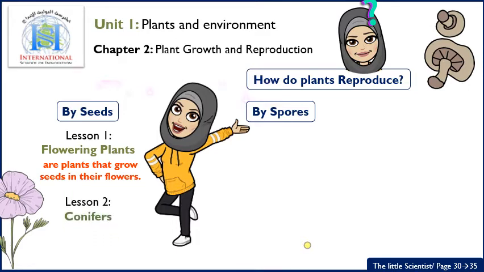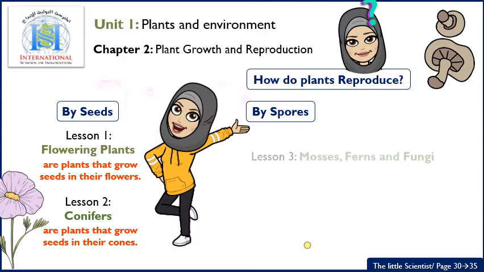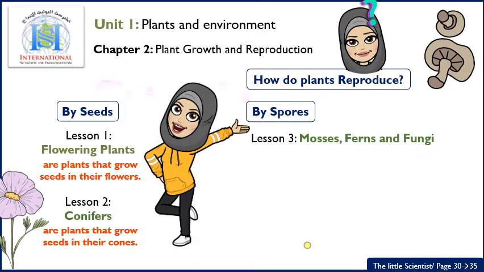The second group of seed plants are conifers. Conifers are plants that grow seeds in their cones. Since they do not grow flowers, they use their cones to reproduce. Mosses and ferns are kinds of plants that reproduce by spores.